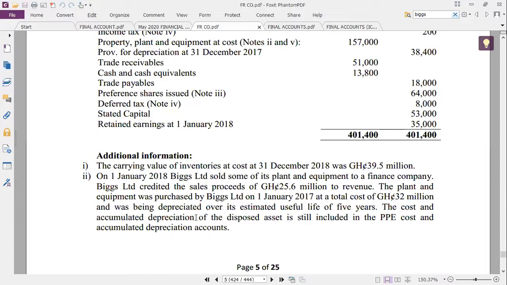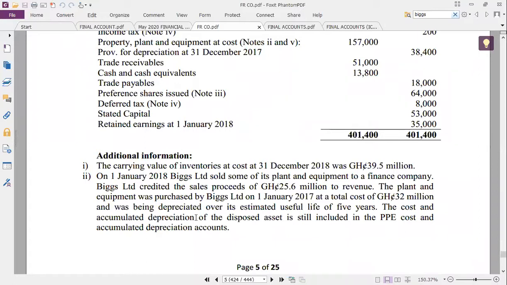Then note two. On January 2018, Bix Limited sold some of its plant and equipment to a finance company. Bix Limited credited the sales proceeds of 25.6 million to revenue. We have to take it off. It's a sale and lease back and a finance lease. So we take it off. It's not a sale.